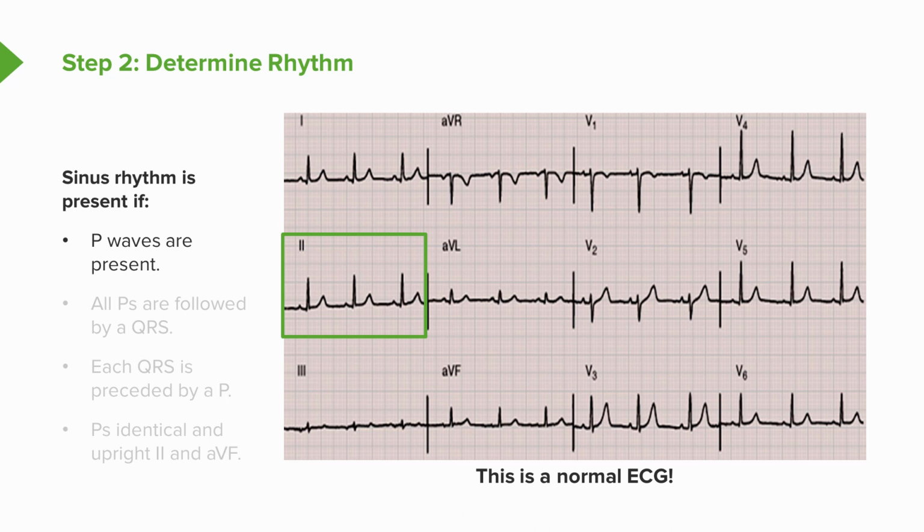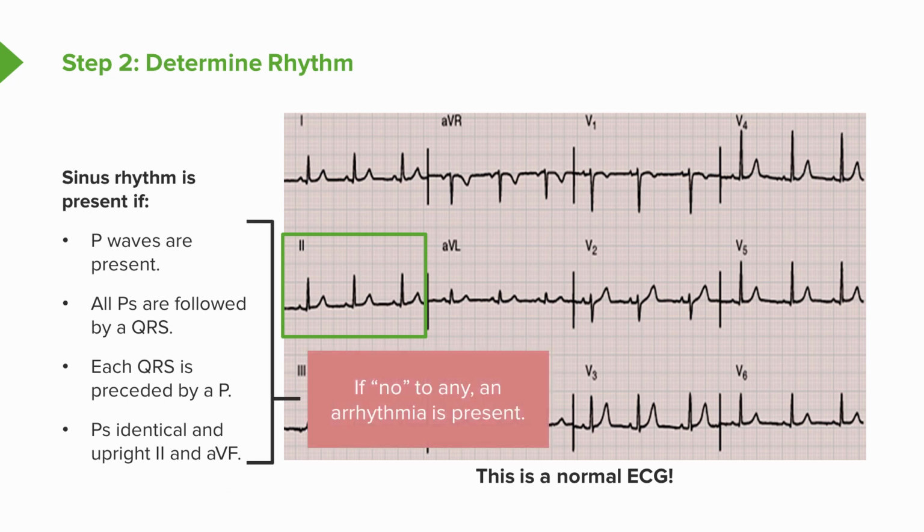The atrium depolarizes before the ventricle. All the P waves are followed by a QRS. There's no blockage of the beat as it goes down through the heart. Each QRS is preceded by a P, and the P's are all identical. They're upright in leads 2 and AVF, and they're nice and narrow. They're not prolonged. If any of the comments just made the answer was no, then you're talking about an arrhythmia.